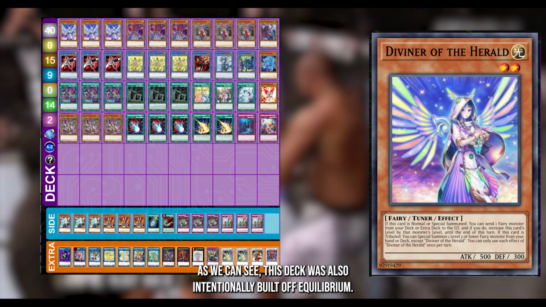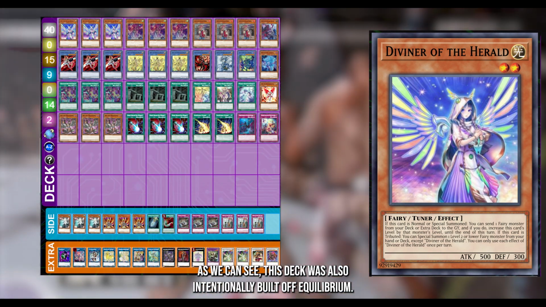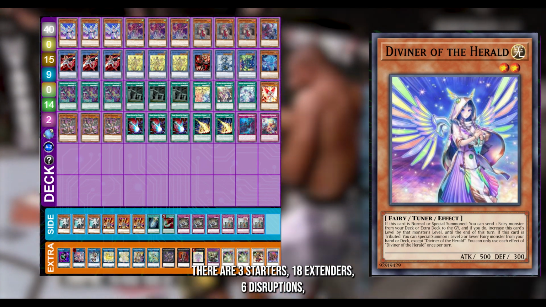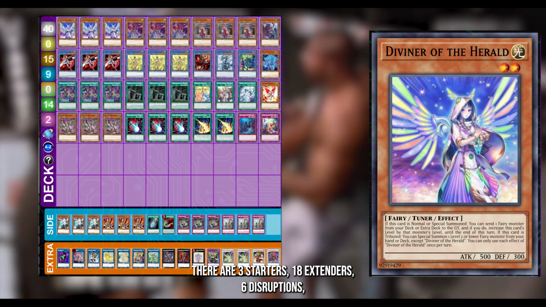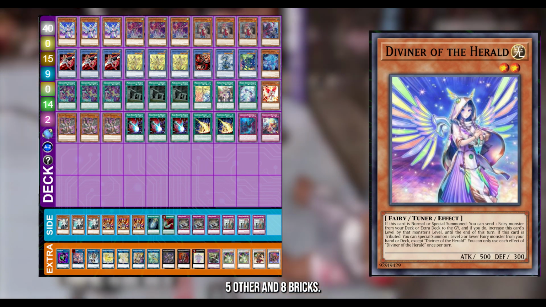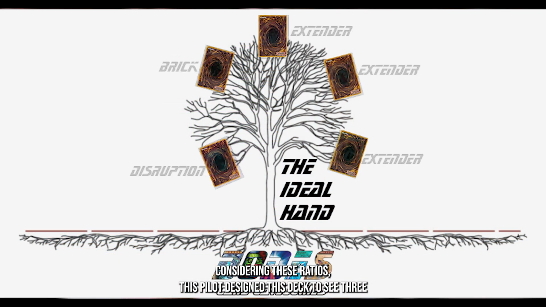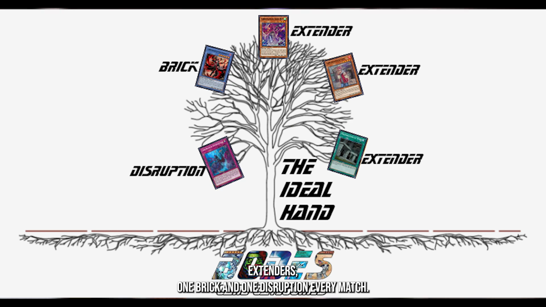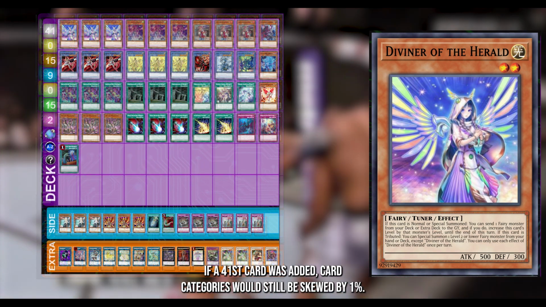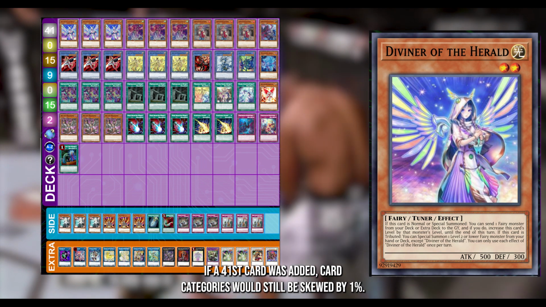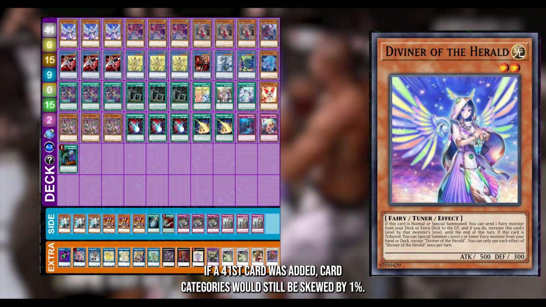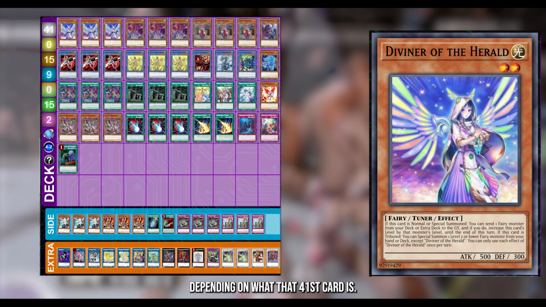As we can see, this deck was also intentionally built off equilibrium. There are 3 starters, 18 extenders, 6 disruptions, 5 other, and 8 bricks. Considering these ratios, this pilot designed this deck to see 3 extenders, 1 brick, and 1 disruption every match. If a 41st card was added, card categories would still be skewed by 1% depending on what that 41st card is.